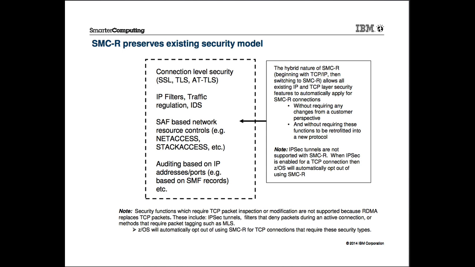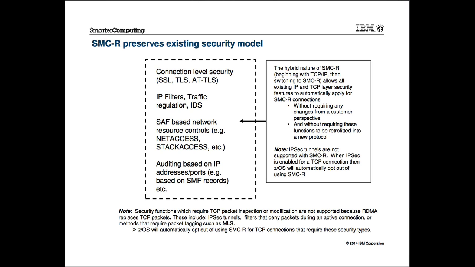The other thing about SMC-R, because it does TCP/IP alongside of RDMA, it preserves the existing security model. Because there's still a TCP connection, IP filters still work. Because it's at the sockets layer, connection level security like SSL, TLS, AT-TLS, they all still work. Filters work. Traffic regulation works. Because the way SMC-R works, if the TCP connection is rejected, the SMC-R connection never happens. SAF-based network resource controls like net access, stack access, they all work too because they're all below the sockets layer. Auditing based on IP addresses all works because we set up a TCP connection first. So SMC-R is designed to integrate with your existing IP network and not take away your classes of service.